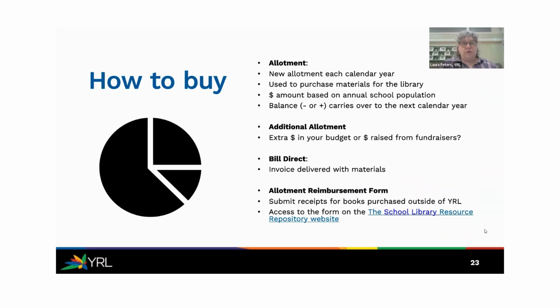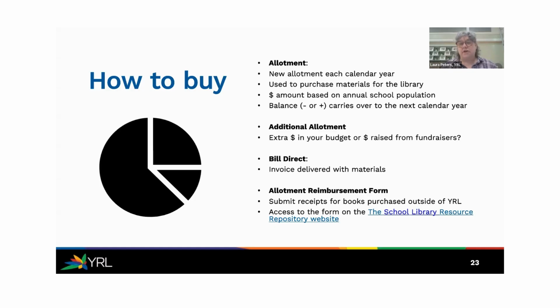So next, we're going to talk about how do you buy any of this material. So I mentioned allotment before. Every single school library is going to receive some money each calendar year, usually at the beginning of the calendar year. And it is used strictly to buy books and other materials for your library collection. So you can't use it for computers or a new sofa or anything along those lines. But it's going to vary pretty dramatically.